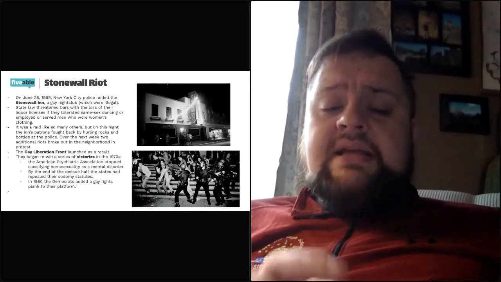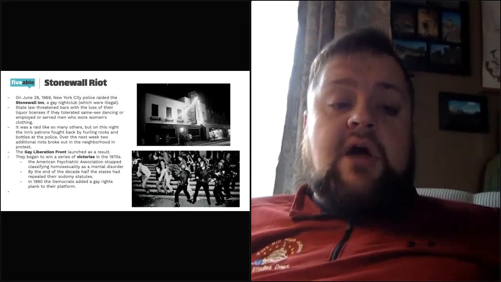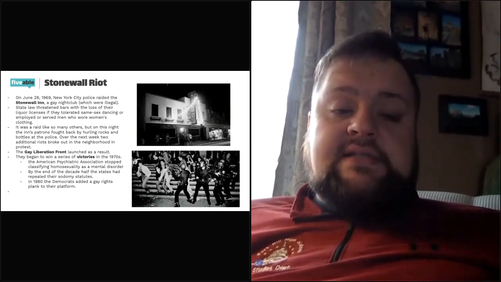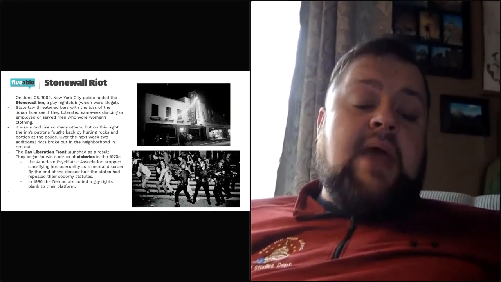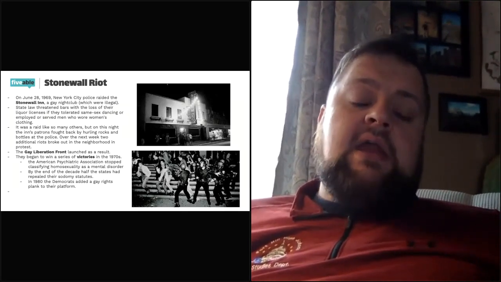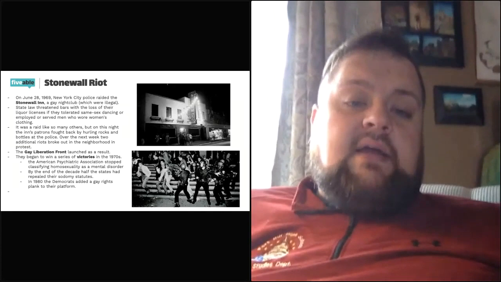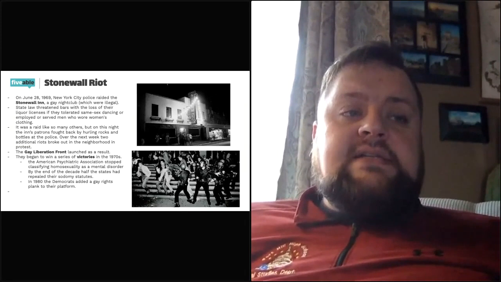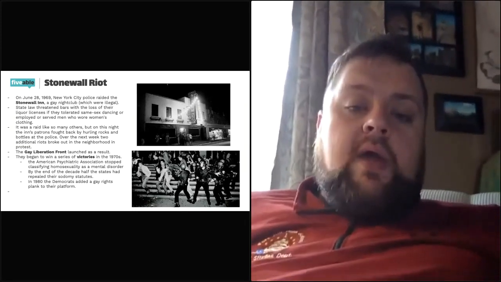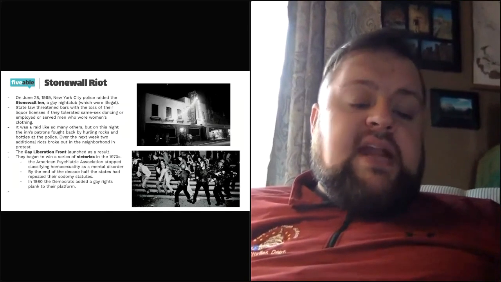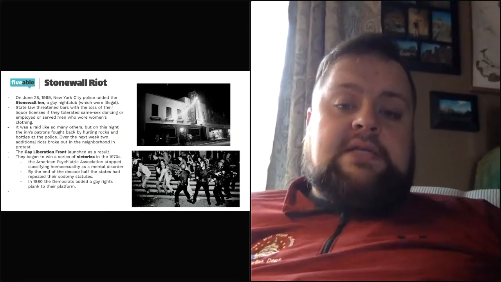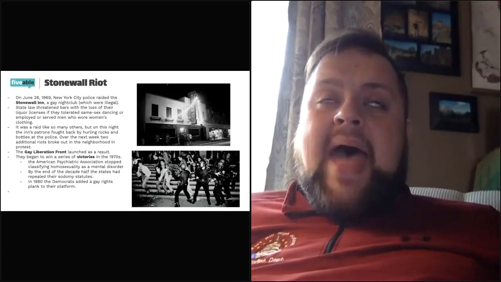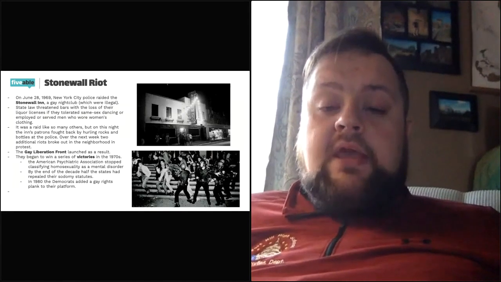But state law threatened bars with the loss of their liquor license, which allows you to serve alcoholic beverages, if they allowed same-sex dancing or if they allowed men to wear women's clothing. And so basically in June of 1969, we just hit the 50th anniversary last year, the police raided the Stonewall Inn. Unlike other raids, because this was not uncommon at the time, people fought back. And it launched a massive protest movement around the United States.